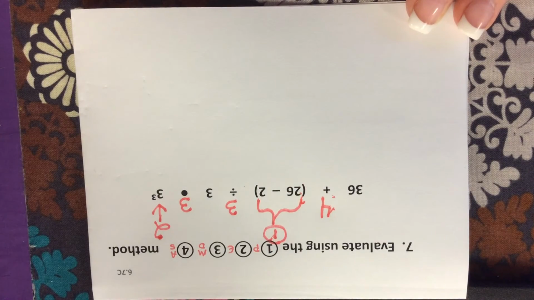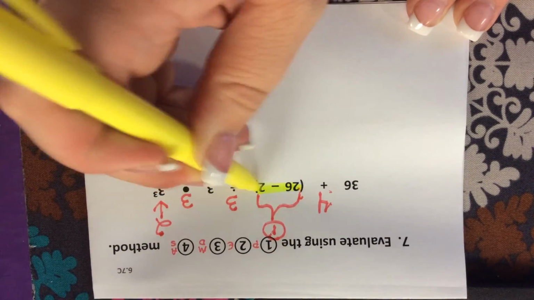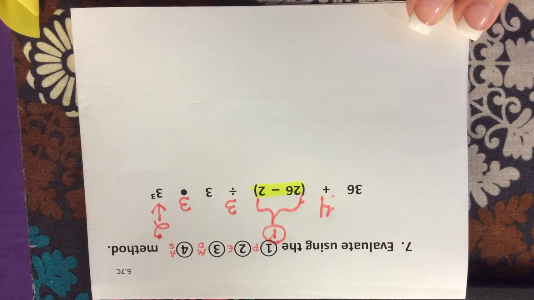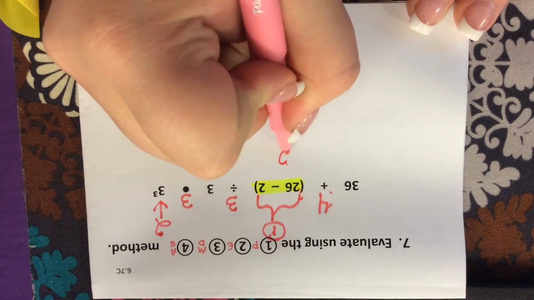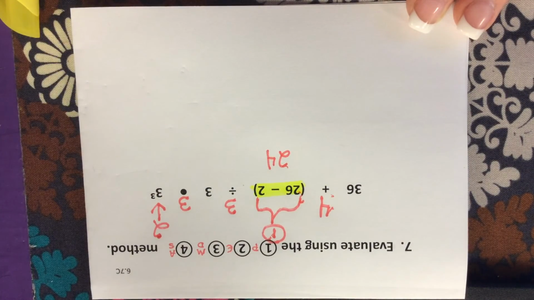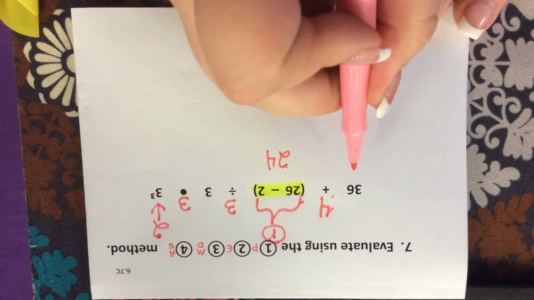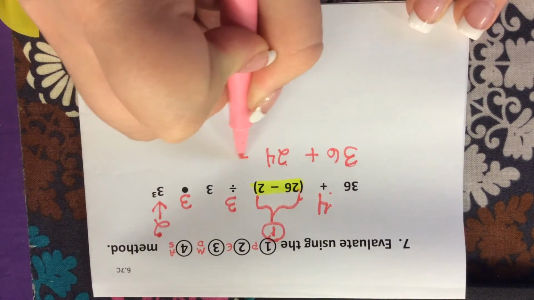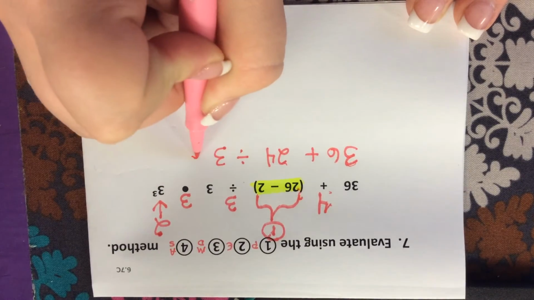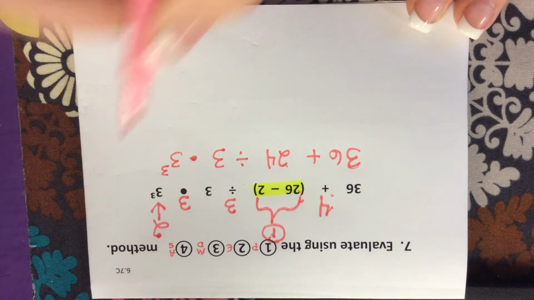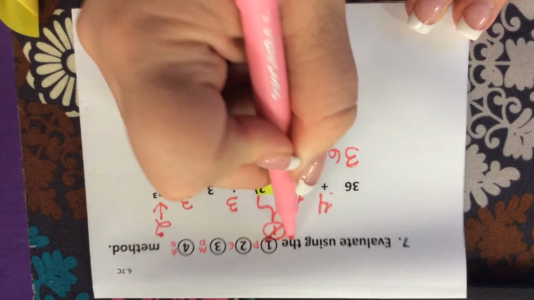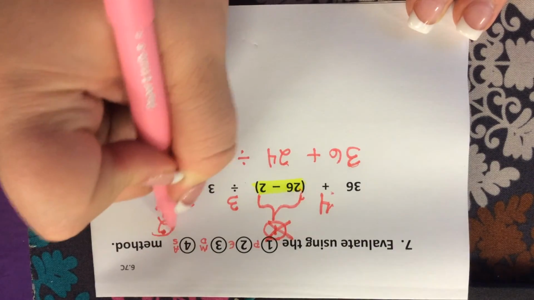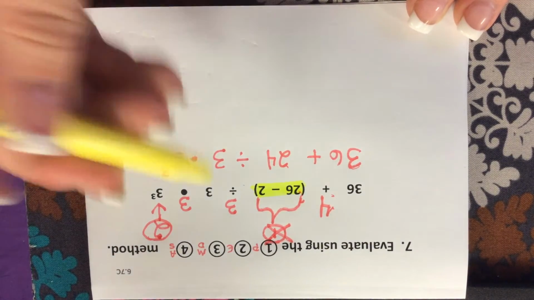Let's start with step 1. 26 minus 2 is 24. And I need to bring the rest of that down. 36 plus 24 divided by 3 times 3 cubed. I'm done with step 1. Let's move on to step 2.